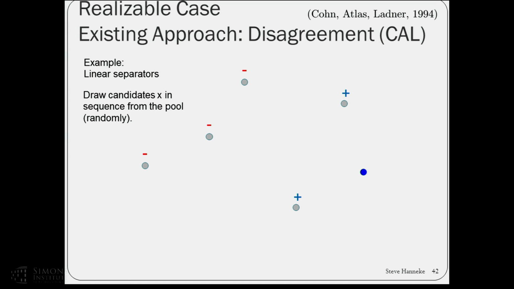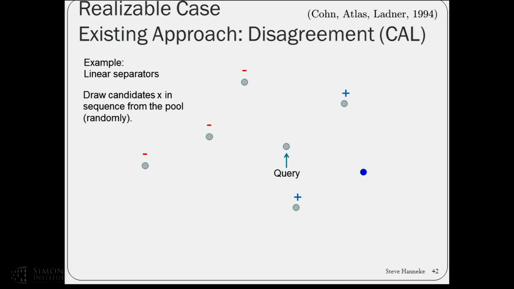And then continue. Draw another sample from the pool. Let's say the next one we get is this one. Now it's not so easy, because there is a separator that is consistent with all the labels we've seen that labels it plus, and another one consistent with everything we've seen that labels it minus. So there is some disagreement about what this label should be. And so the algorithm queries it. This is the definition of this CAL active learning algorithm: if there's some disagreement, we go ahead and query.